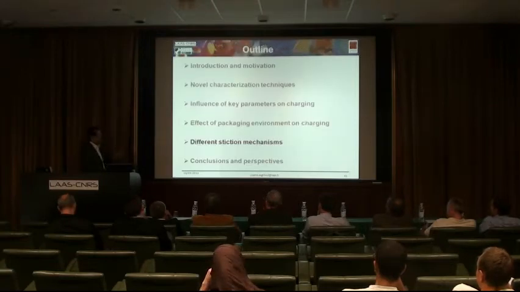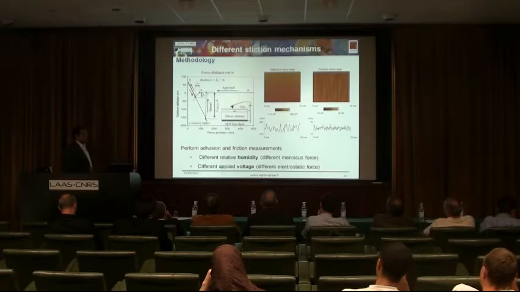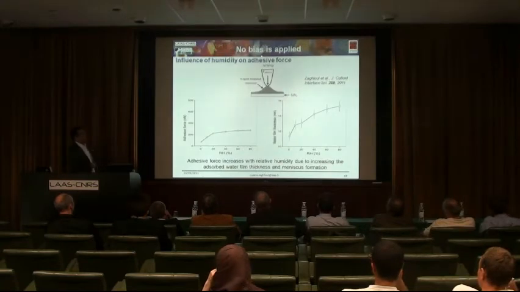The last thing I'm going to talk about is the different detection mechanisms in MEMS devices, where what we did, again using the force distance curve, is measure the adhesion and the friction under different humidity levels, which means different meniscus force, and under different voltage, which means different electrostatic force. Simply here, we don't apply any bias between the tip and the sample. And then the adhesive force, as you can see, is increasing with humidity, right?